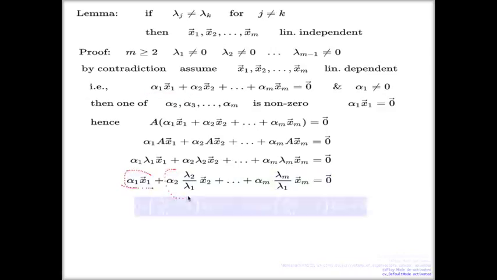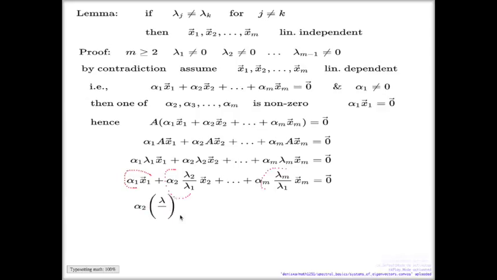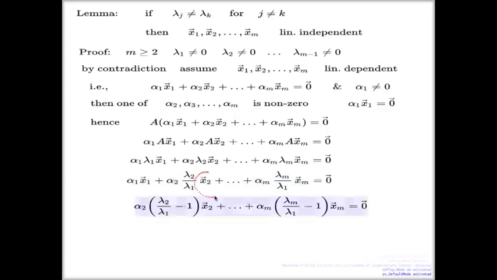That will cancel this presence. There will be something here, and that's exactly what will be there. So the joint coefficient next to x2 vector will be this bit. Take this alpha2 right in here. The joint coefficient next to x3 will be similarly alpha 3 lambda 3 by lambda 1, take 1. This is a joint coefficient next to xm vector here.